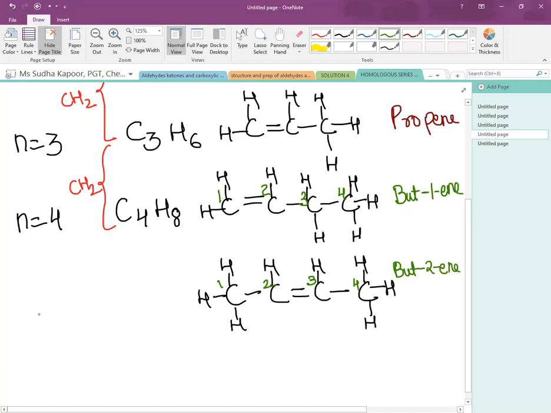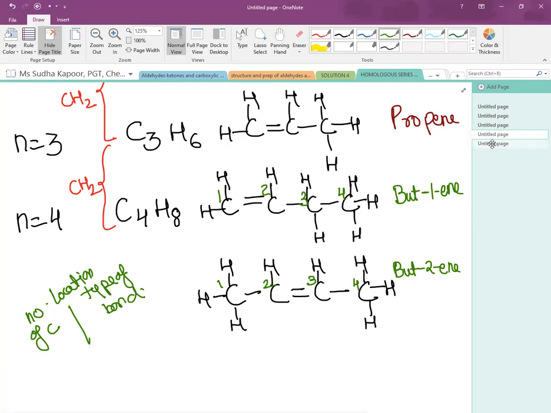Remember this, that we have to use the number of carbons, the type of bond, and the location should also be written if it is a double or a triple bond. These 3 things are to be remembered.